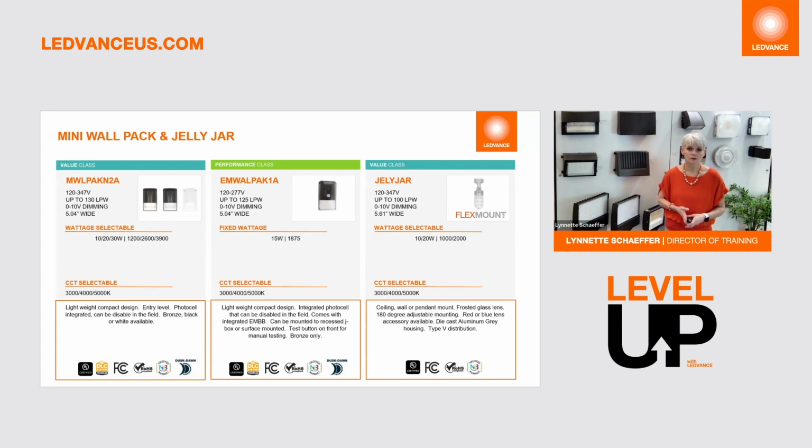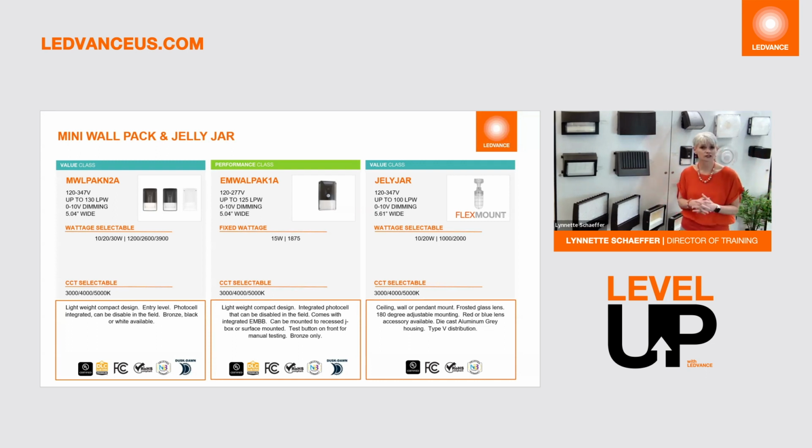Our last groups of wall packs are the mini wall pack, and this is also the jelly jar too. So the difference between these two mini wall packs is basically one has an EMBB and one does not. Additionally, one comes with 3 color options and the other one doesn't. So let's talk about each one of these. So the value class comes in 3 colors, and it is also dual selectable. And the performance class, which is this one here, both very similar. This one here is the one that comes with the EMBB. There's also a little test button on the outside of the fixture, which allows for manual testing, and performance class is also available in bronze.